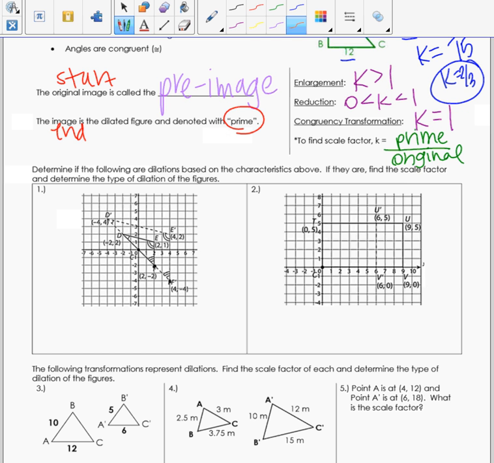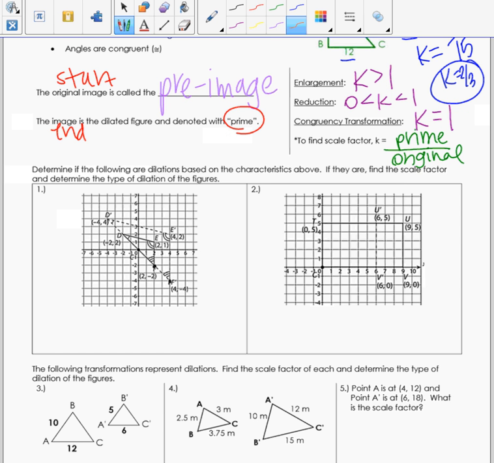So then look at E to E prime. I have to multiply my X and my Y by 2. 2 times 2 is 4. 1 times 2 is 2. So that also works out. And F to F prime, same idea. 2 times 2 is 4. -2 times 2 is -4.